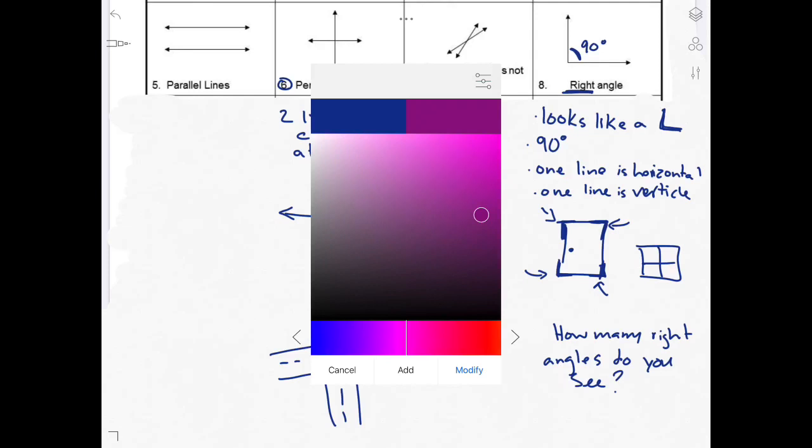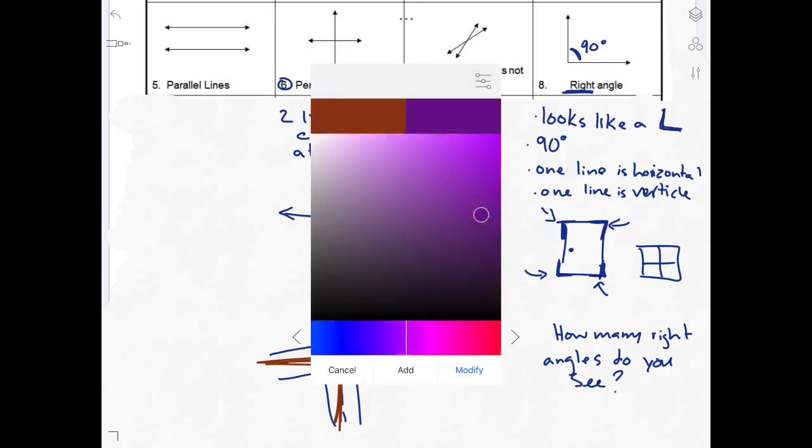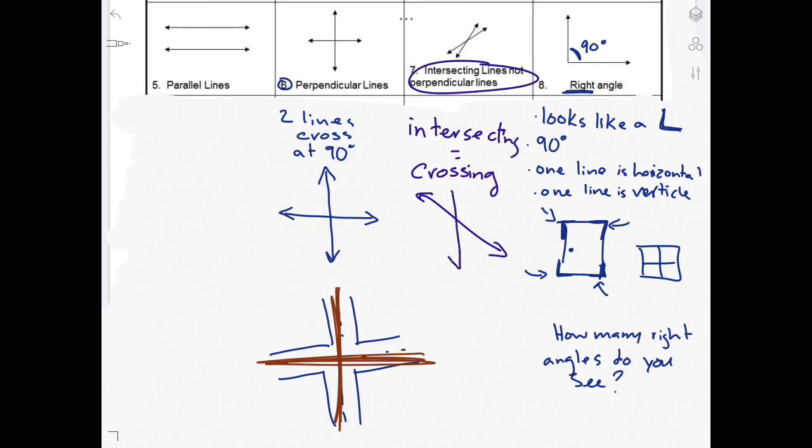So let's look at our lines a little bit. So you see I have one line here and one line here, just like that. All right. So then we have intersecting lines, not perpendicular. So if they just cross, so intersecting equals crossing. So if they just cross, but they don't go straight up and down and left to right, then we just call them intersecting.